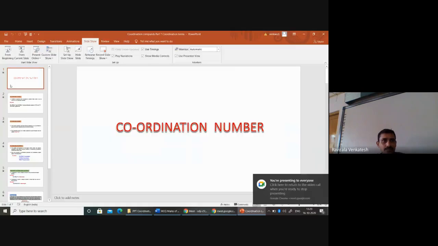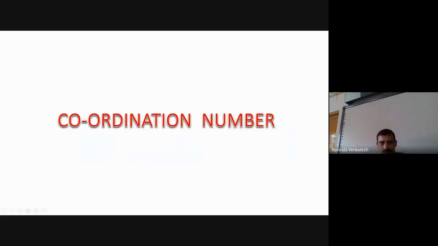Now you'll see the coordination number from the beginning onwards. Coordination number. What is the meaning of coordination number? Generally, we see what is the meaning of coordination number. Very simple.